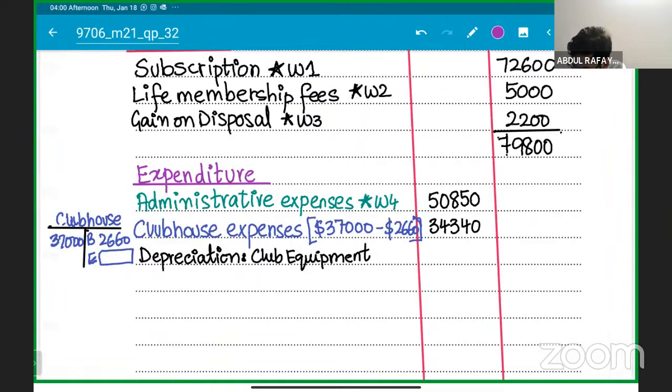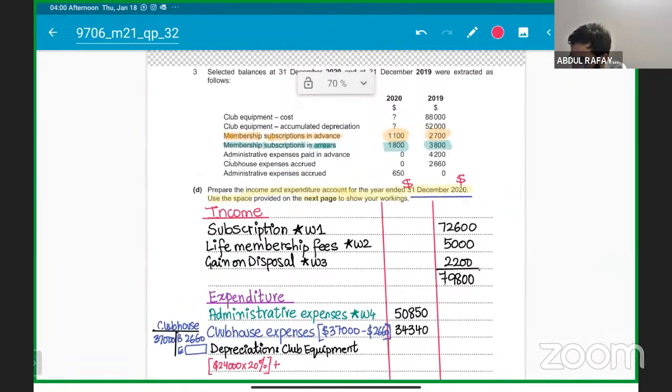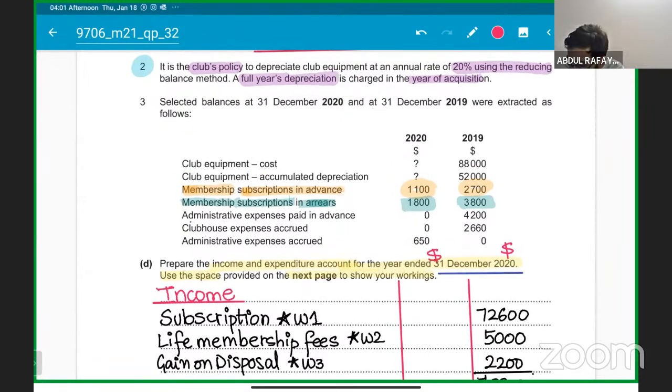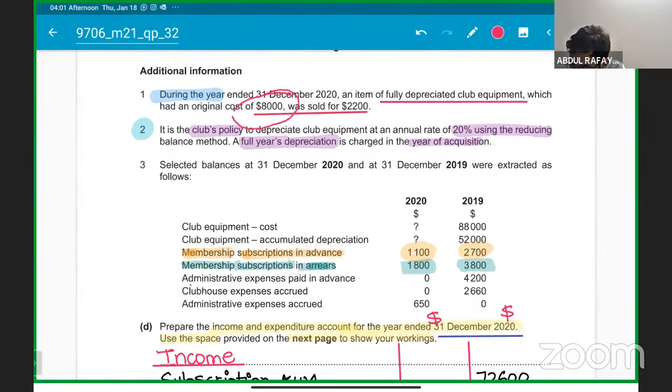separate as well. That is 24,000 is a new asset. Okay, everyone. So we can say that 24,000, because a full year depreciation is charged in the year of purchase. So 24,000 into 20% will be one of the asset depreciation, and the remaining will be on the net book value. So we can clearly see clubhouse equipment was at the start of year 88,000, and depreciation was 52,000 as well. So during the year, you have already sold this 8,000 asset with the depreciation of 8,000.